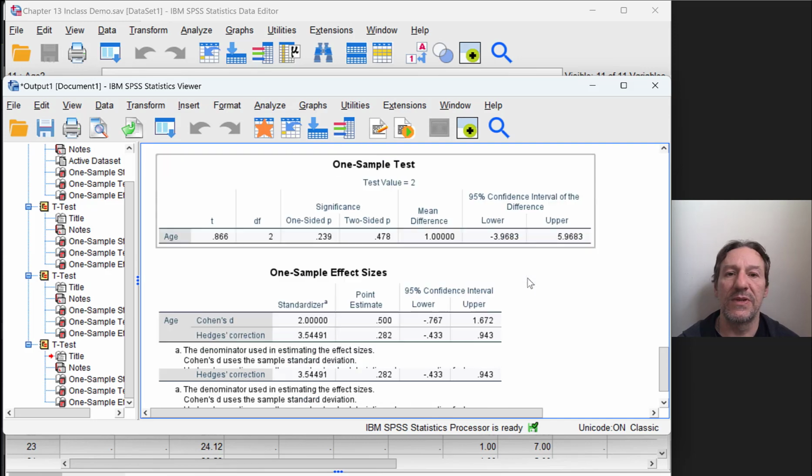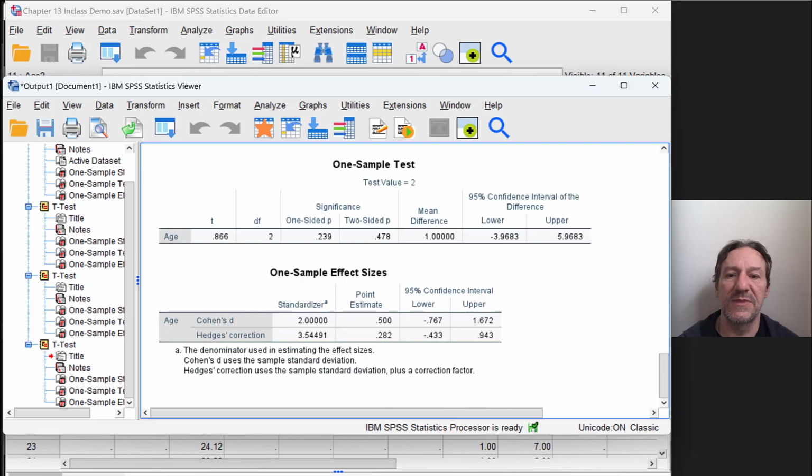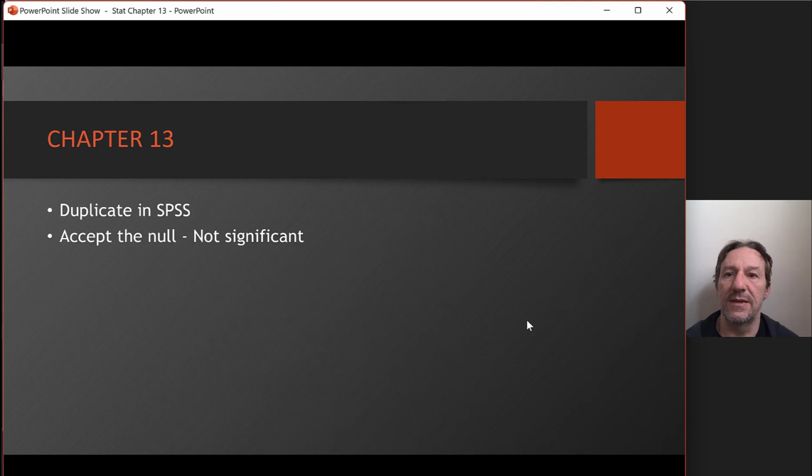We'll talk about a couple of these other things in the next example. Accept the null, retain the null, keep the null, however you want to say it. It's not significant.